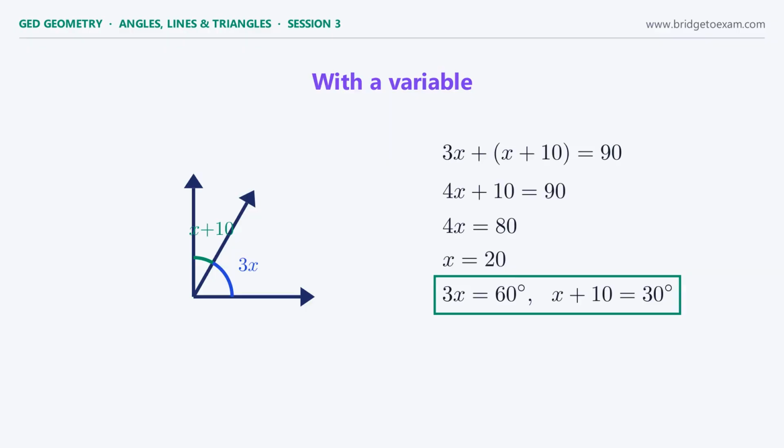Sometimes the GED won't hand you a plain number. Instead, the angles are written with a variable, and we set up an equation. Let me show you how clean this is. Suppose one angle is 3x, and its complement is x plus 10. Because they're complementary, they must total 90. So we write 3x plus the quantity x plus 10 equals 90. Combine like terms to get 4x plus 10 equals 90. Subtract 10, and 4x equals 80. Divide by 4, and x equals 20. But we're not done. Always plug back in. 3x is 60 degrees, and x plus 10 is 30 degrees. And 60 plus 30 is 90.